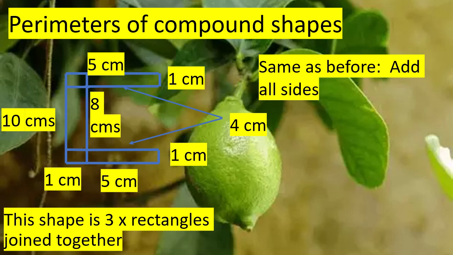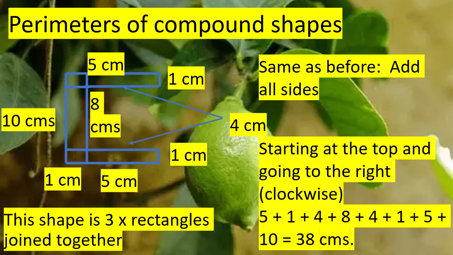So now we're going to look at perimeters of compound shapes. Compound shapes are shapes that are joined together. So this shape is 3 rectangles joined together. So the method is the same as before. We add all the sides. So starting at the top with the 5 centimeters and going to the right, clockwise, the way that the hands go around a clock, it goes 5 plus 1.